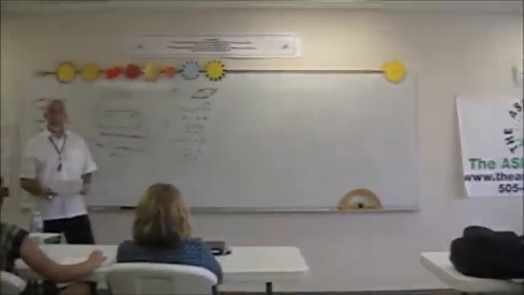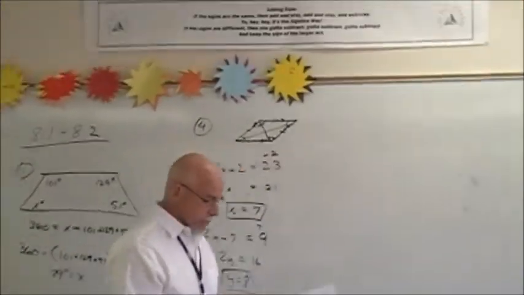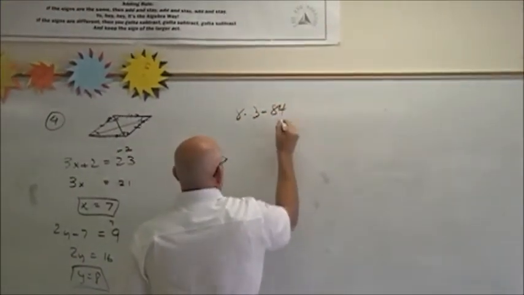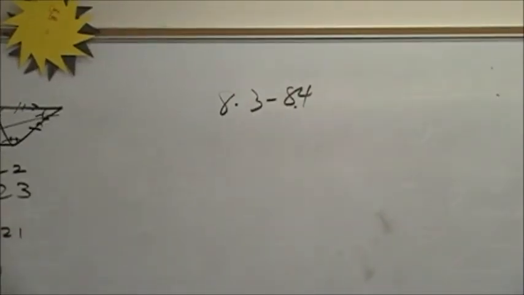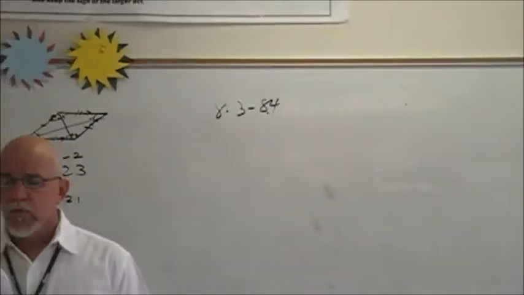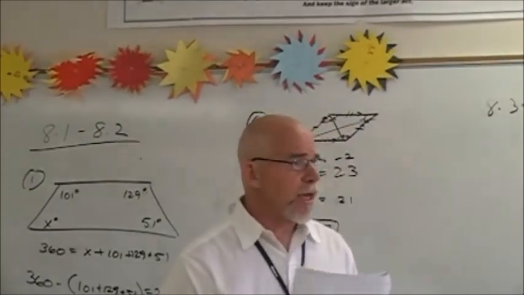Turn the page. This next page, we talk about section 8.3 and 8.4 in your book. As a sense of review, let's talk about it. This is a quadrilateral, and they say, for what value does x have to be for that to be a parallelogram? Well, those are diagonals, right?